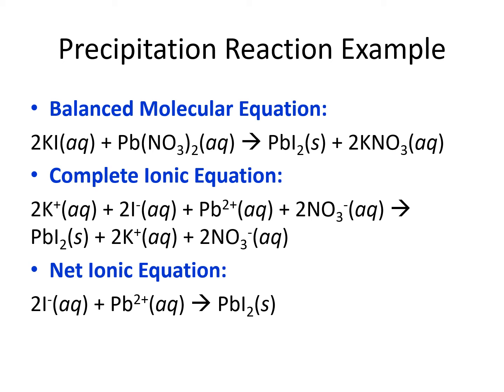We can take that complete ionic equation and turn it into a net ionic equation by crossing off spectator ions. We have potassiums and nitrates that appear on both sides. 2 potassium crosses out with 2 potassium, and 2 nitrate crosses off with 2 nitrate. We're left with 2 iodide ions reacting with 1 lead 2+ ion to make lead(II) iodide solid. That becomes our net ionic equation. Again, we're starting with 2 types of ions on the left. They're the exact amounts needed to combine to make the ionic compound solid on the right-hand side.